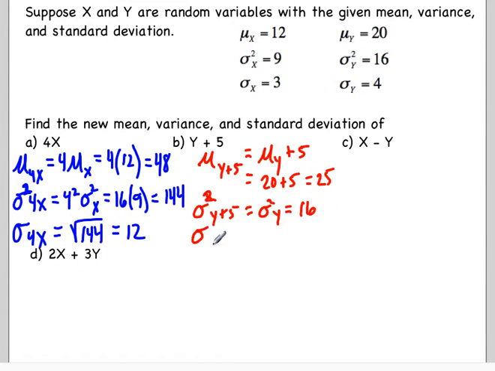Standard deviation. Well, again, for standard deviation, just take the square root of whatever the variance was, the square root of 16, and you get 4, which is what it was. It didn't change.